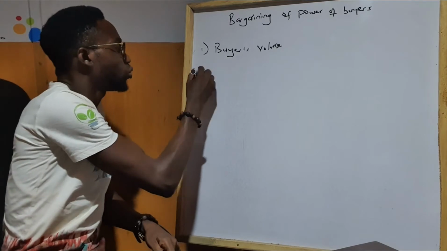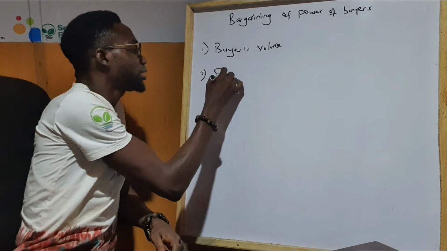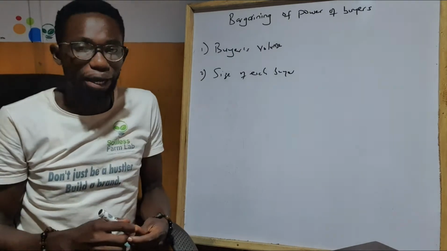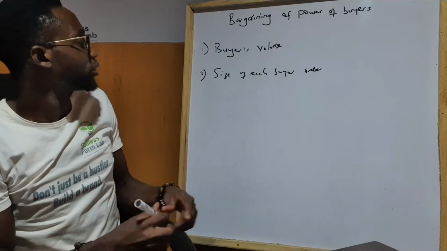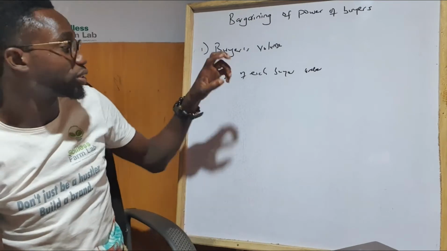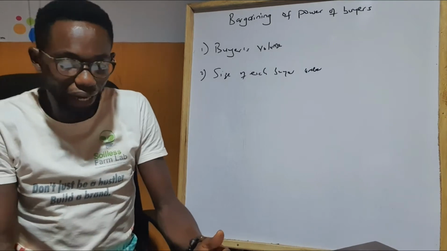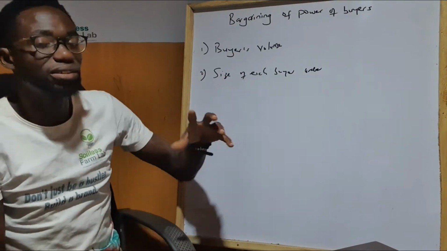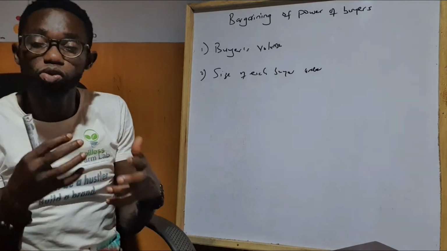So this is one. Then we also have the size of each buyer's order. That's what I was trying to explain, how much are they ordering. But buyer's volume is how many buyers do I have. Sorry, I mixed that up. So size of each buyer's order is how much order each buyer is getting. Then buyer's volume is the number of buyers I have.